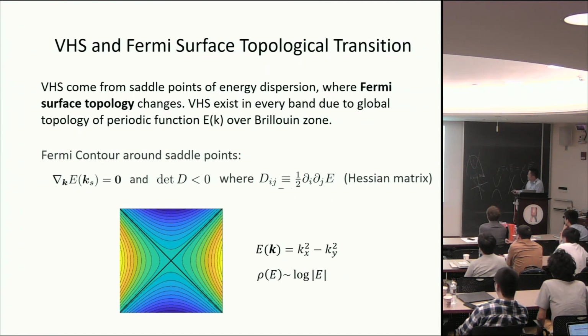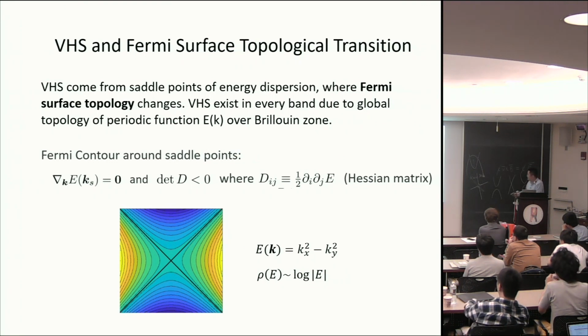Mathematically, the saddle point is defined as where the velocity vanishes, and then we expand the energy in the vicinity of the saddle point to second order in k, and there is a quadratic form. When the determinant of that quadratic form is positive, it describes a band extremum, band minimum or band maximum, but if the determinant of that quadratic form is negative, it describes a saddle point.